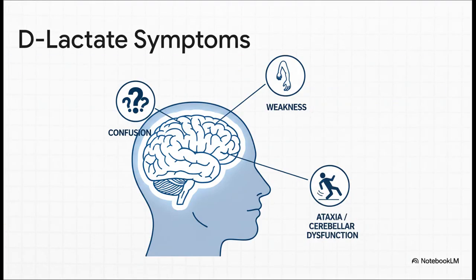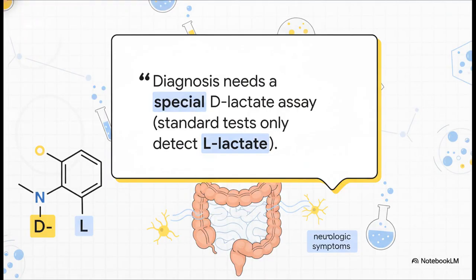Now, what makes this so different are the symptoms. Instead of that sick, shocky patient you see in type A, D-lactic acidosis presents with really prominent and often kind of bizarre neurologic symptoms. We're talking confusion, weakness, and ataxia, that profound difficulty with coordination and balance. It's all about the brain. This right here is the single most important thing to know about this diagnosis. If you have a patient with short bowel syndrome and some unexplained neurologic weirdness, you have to specifically order a D-lactate level. The standard lab test only measures L-lactate, the kind our bodies make. You will 100% miss this diagnosis if you don't ask for the specific test.